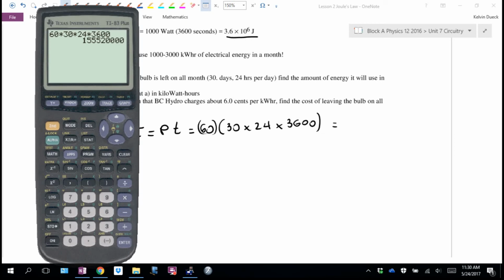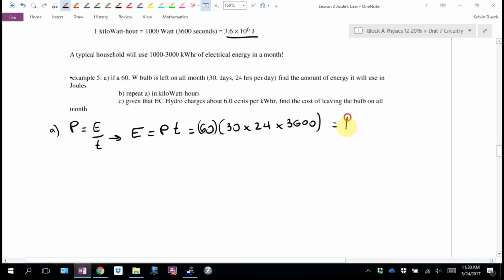Again, that. I'll go 1.56 times 10 to the... Oh, you know what? I'll write out the whole thing. 1, 3 5s, a 2, and 4 zeros, was it, Mr. Duke? Joules. Yeah, 155 million joules. This is why we don't give your parents, or you will never receive, an energy bill in joules, because that's one light bulb.